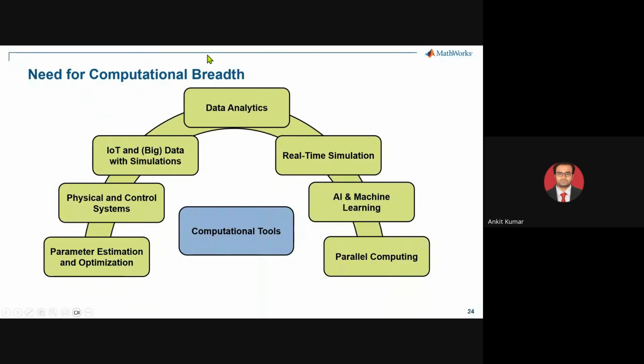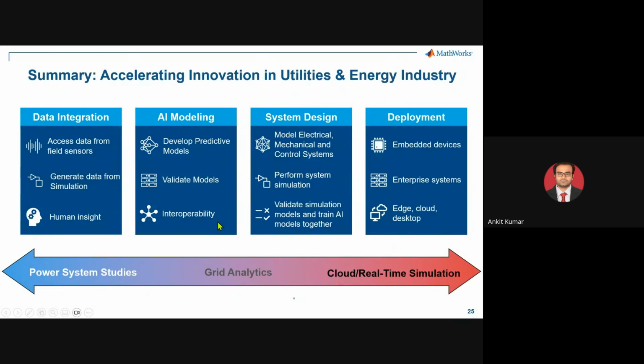So we need computational breadth like parameter estimation, optimization, physical and control system. Then IoT and big data analytics, and AI and machine learning. I have used parallel computing tools as well. AI and machine learning I have used, and data analytics somehow I have implemented, and physical and control system tools. These are all the other computational tools required in the renewable study, and this is the summary.